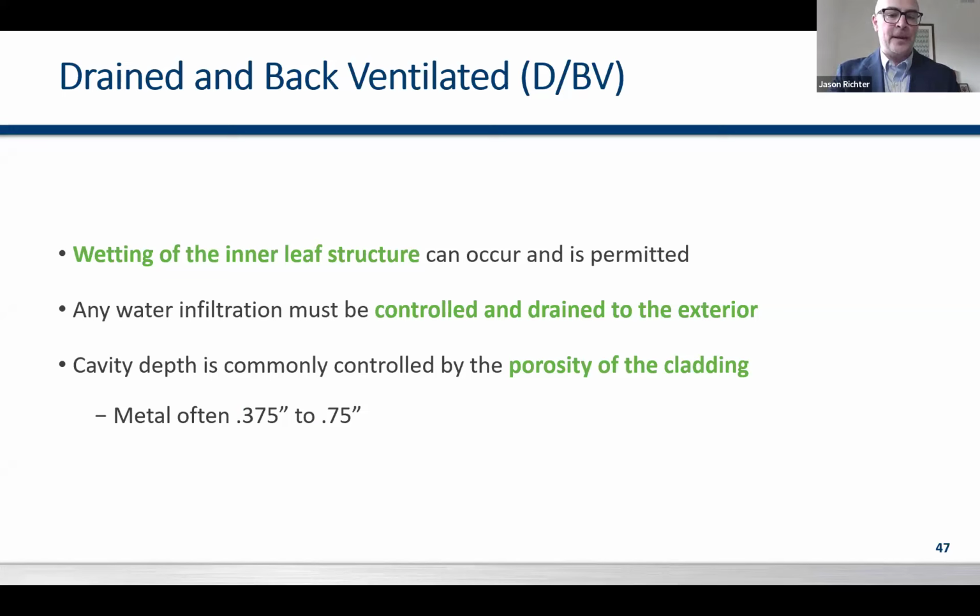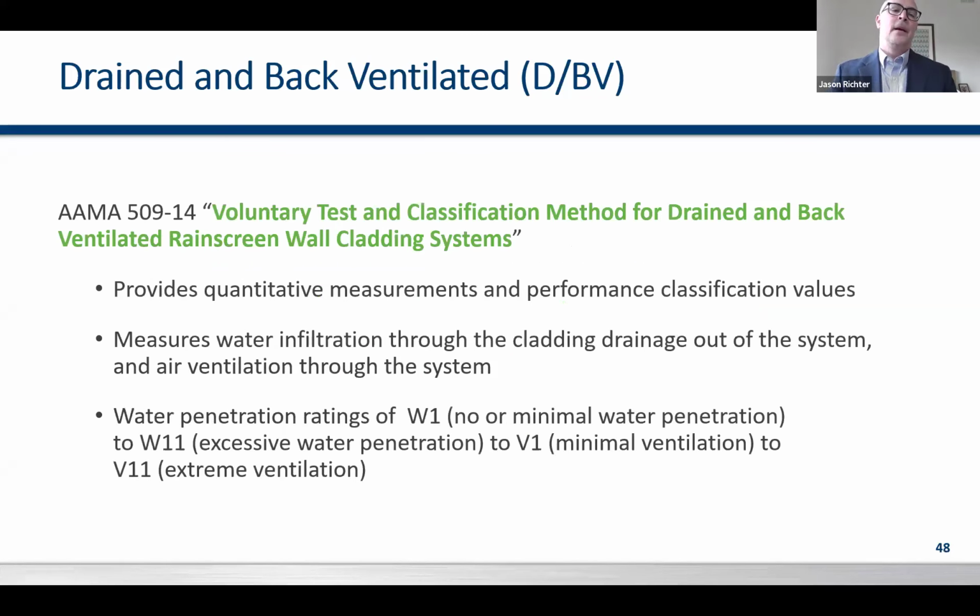With the cavity depth, like I said, the porosity of the cladding is the driver. With metal, 3/8 of an inch is allowable. Preferable is somewhere around 3/4 of an inch. But as you have a more porous material, let's say a terracotta tile or masonry, you're going to have to up that to 3, 4, maybe even 5 inches.